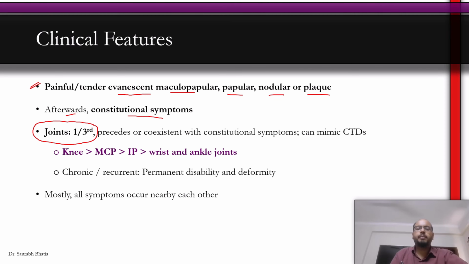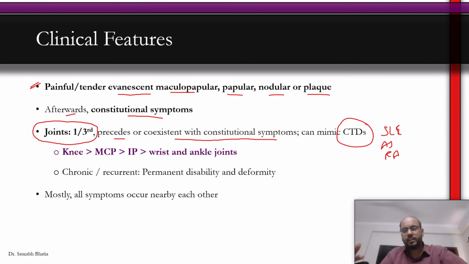Joint involvement can be before development of ENL or coexistent with constitutional symptoms, and they can mimic connective tissue disorders. So with disorders like SLE, ankylosing spondylitis, even rheumatoid arthritis, you can confuse the joint pain of ENL with these kinds of CTDs. Remember, joint pain is there in 1/3 of patients. If you see a patient of ENL, ask them about joint pain. The joints most commonly involved are the knee, then metacarpophalangeal, then interphalangeal, and then wrist and ankle joints. If there's chronic or recurrent joint inflammation, it can lead to permanent disability and deformity. But mostly all symptoms occur near each other.